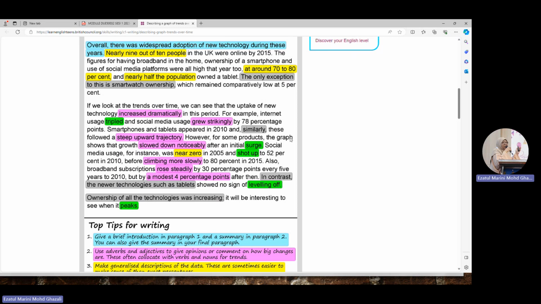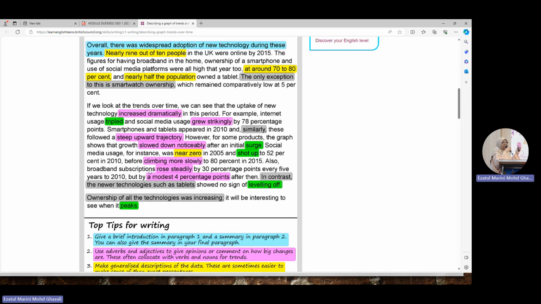However, for some products, the graph shows that growth slowed down noticeably after an initial surge. It goes up in the beginning and then it goes down. Social media usage, for instance, was near zero in 2005 and shot up to 52% in 2010, before climbing more slowly to 80% in 2015.